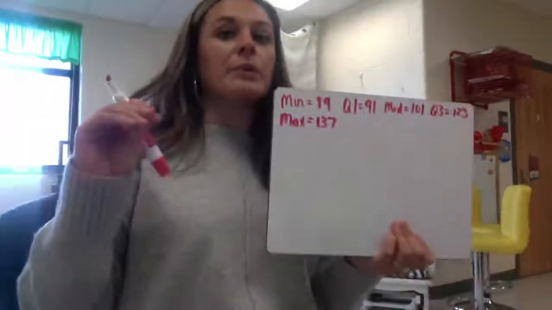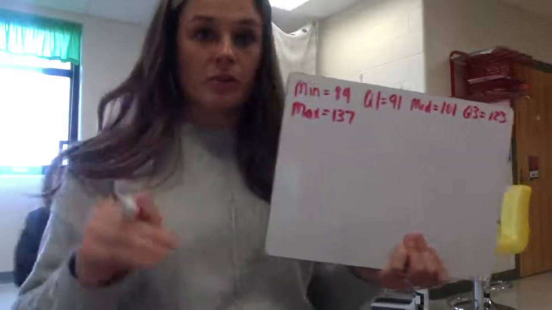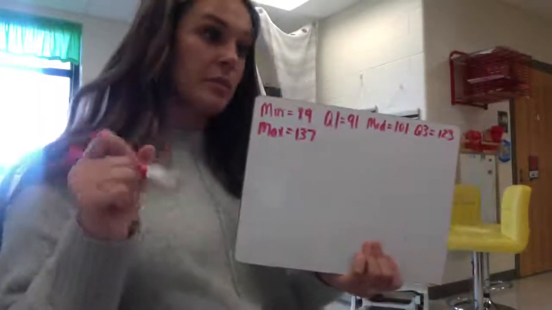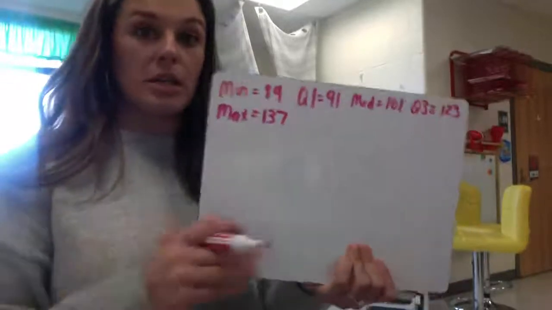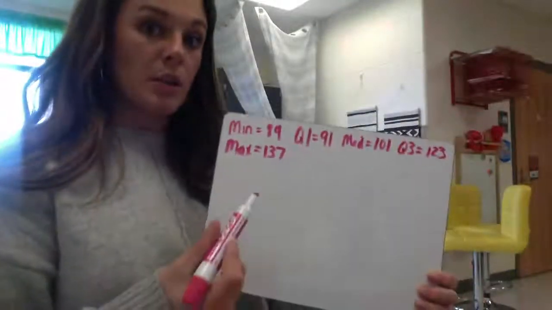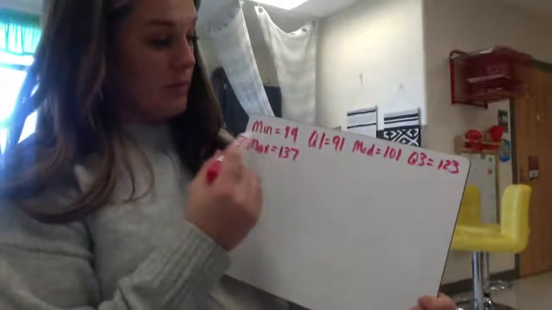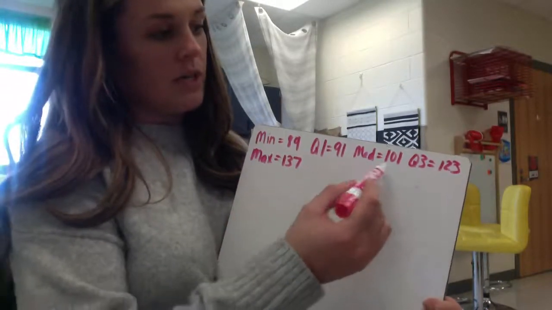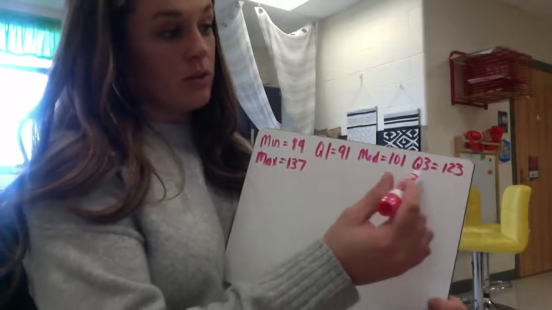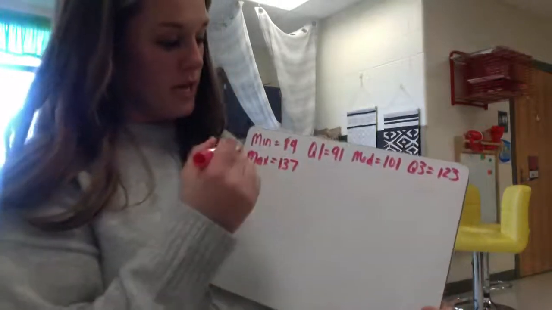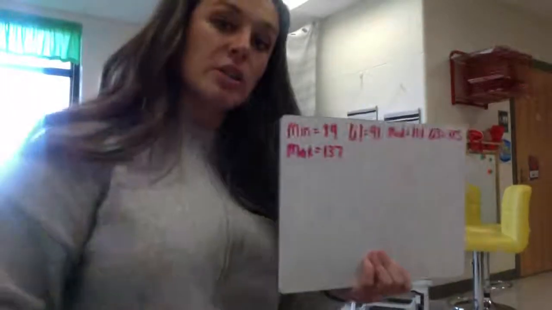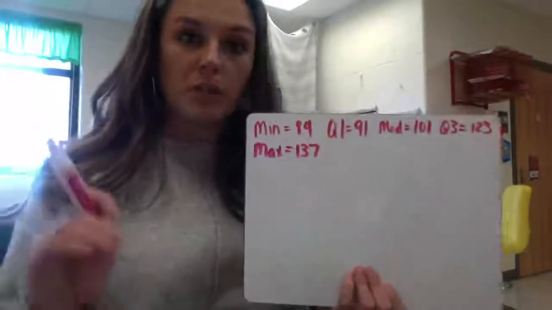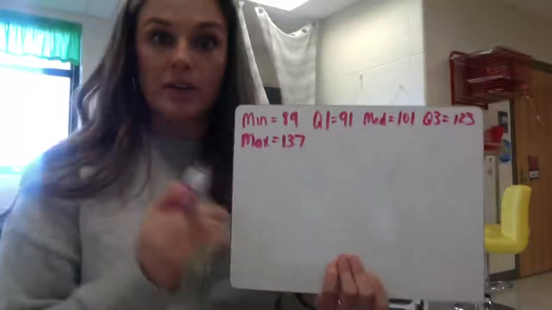Over the data that we've done so far, all of it has been for the same set of data, and it deals with making a box and whisker plot. So our numbers were: the minimum was 84, Q1 was 91, the median was 101, Q3 was 123, and the maximum was 137. The next question is asking which one of those box and whisker plots matches the data.